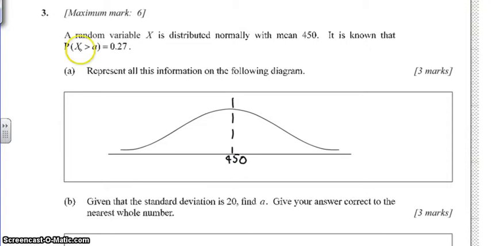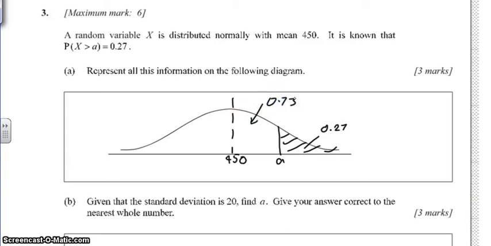It's very important we check this carefully. The probability that x is greater than a is 0.27. So we know half of the area is above the mean, half of it is below the mean, so 0.27 is just over a quarter, so it's going to be bigger than the mean. And importantly for us, particularly later on, obviously the other side must be 0.73.